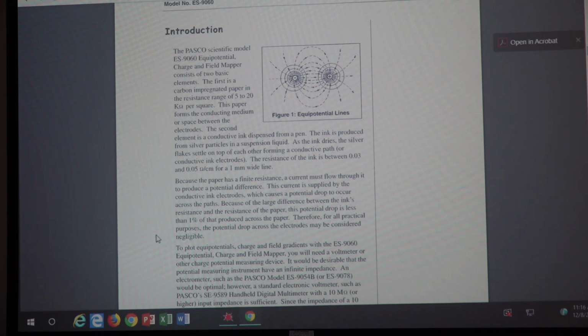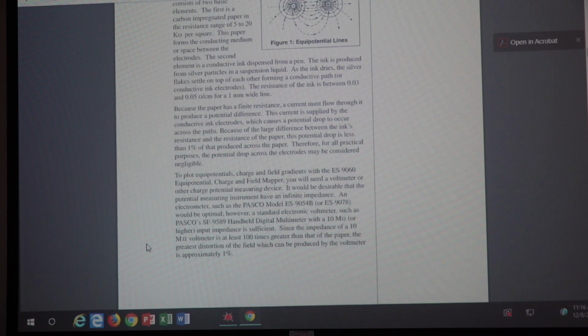So again, the potential drop across the electrodes may be considered negligible. What I meant is that if we have the ink line, within the ink line there shouldn't be much potential difference. Unfortunately, we always get some potential difference because it's very difficult to actually draw those lines. And if you're in the lab, you would have known exactly what I meant.